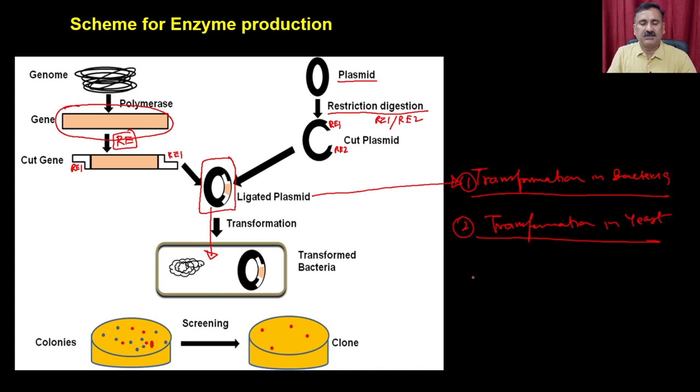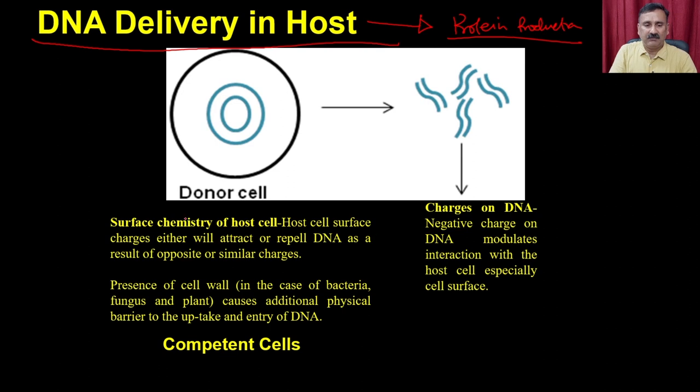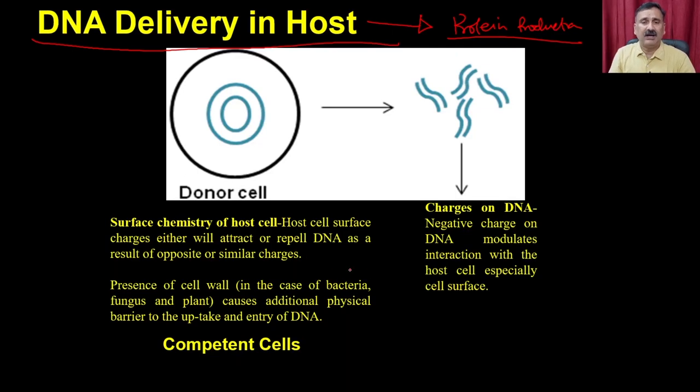Now in today's lecture, we are going to discuss how you can deliver the DNA into mammalian cells. As we discussed, DNA delivery into the host is very important for protein production, right? As you can recall, when we were discussing the surface chemistry and the other kinds of modulations which allow the cells to take up the DNA, that kind of modification is not possible in the mammalian system, because first of all, mammalian cells do not have a cell wall, and in the mammalian system the surface chemistry is very, very complicated compared to the bacterial system. So in those cases, we have alternate approaches to deliver the DNA into the host.